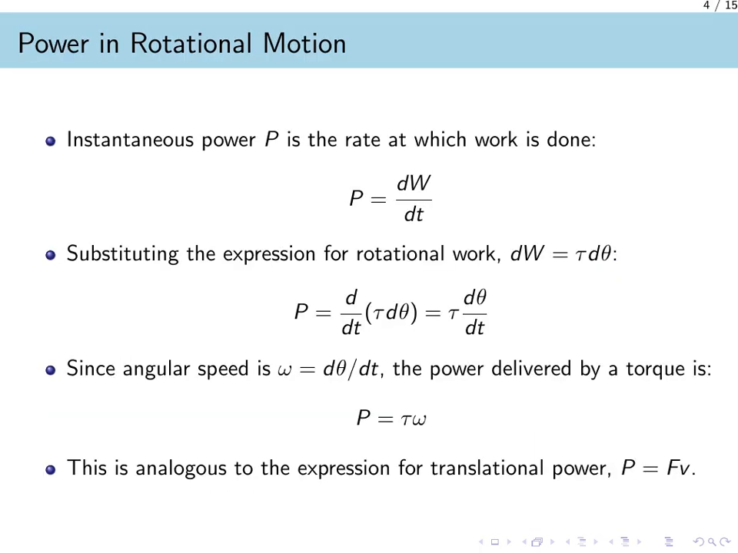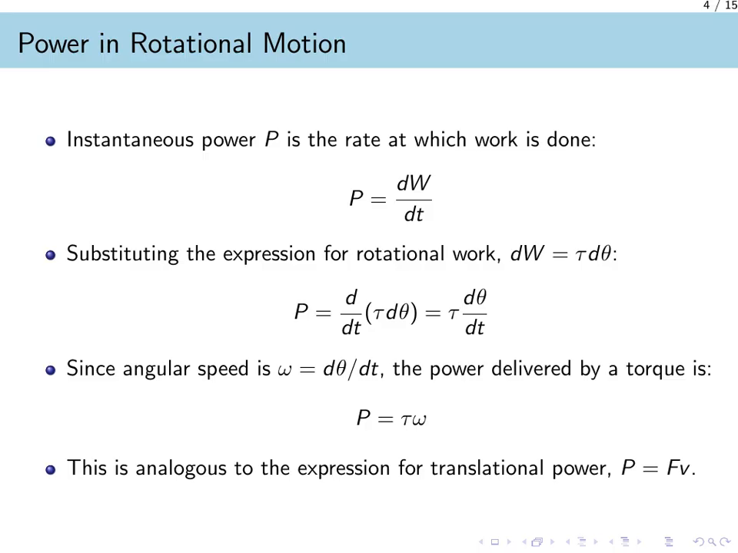Now that we understand rotational work, let us find the power delivered to a rotating object, which is the rate at which that work is done. We start with the general definition of instantaneous power, P, as the time derivative of work, W. This is written as P equals dW over dt. From the previous slide, we know that an infinitesimal amount of work, dW, done by a torque, τ, is equal to τ times the infinitesimal angular displacement, dθ.